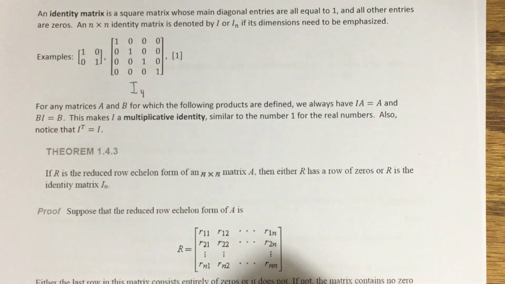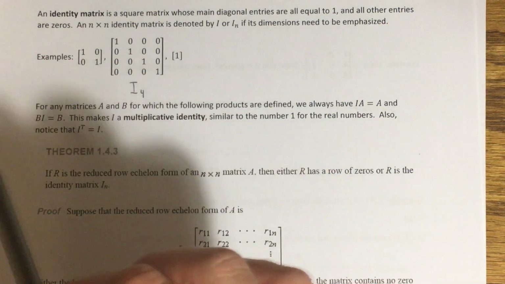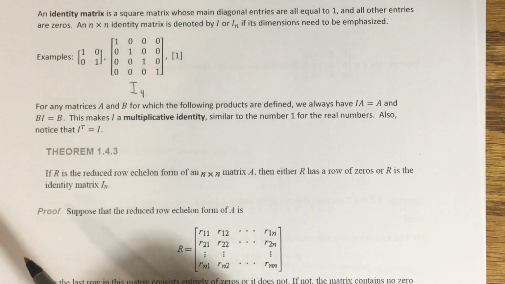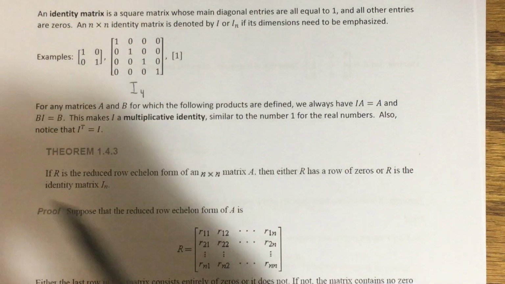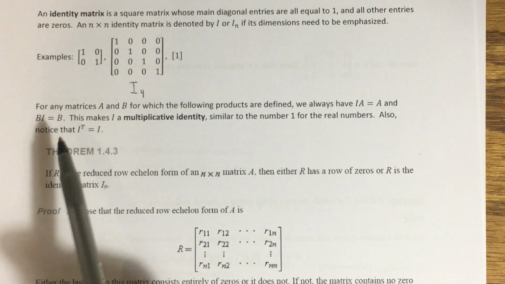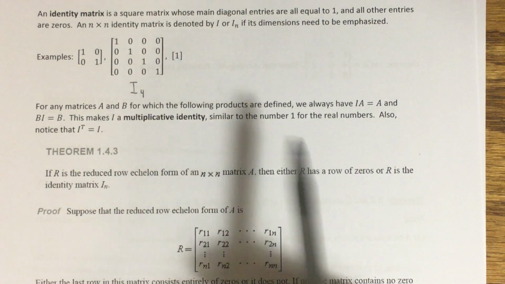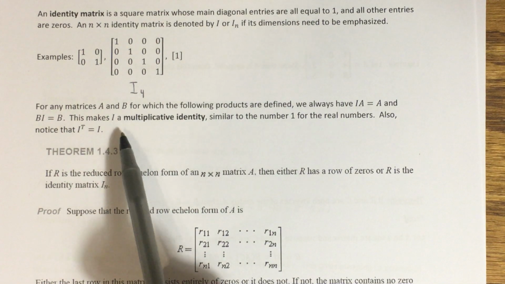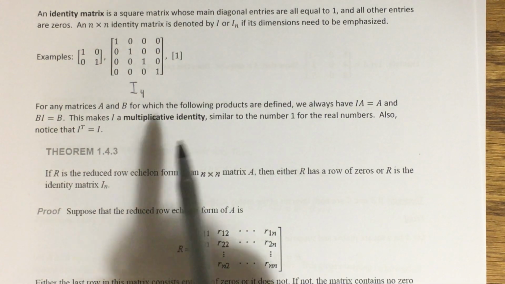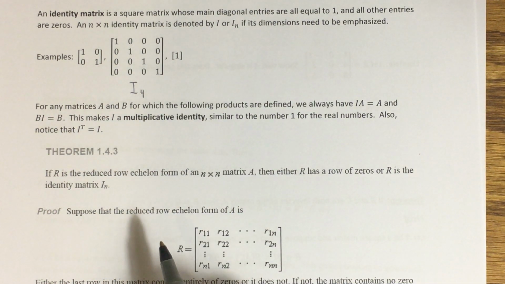Again, I'm not going to prove that for you. I'm just going to let you look at that on your own. It's very easy to see once you've worked through an example or two why the identity matrix does this. So again, we call that multiplicative identity, and it's very similar to the number 1 for real numbers.